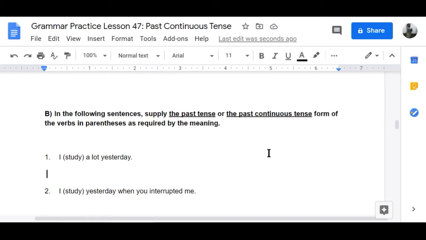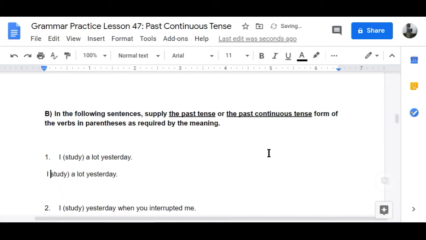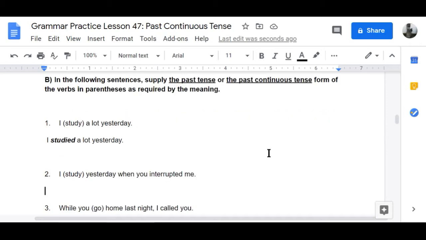I a lot yesterday. Guys, yesterday, just one action. It's over. So it's simple past tense. Past tense. I studied. You guys gonna have to help me out, okay? I studied a lot yesterday. How about you guys?